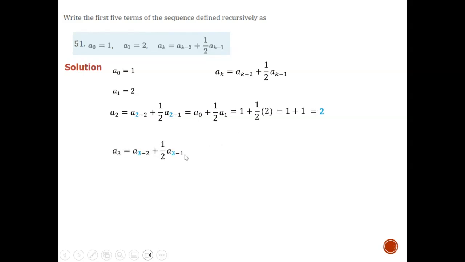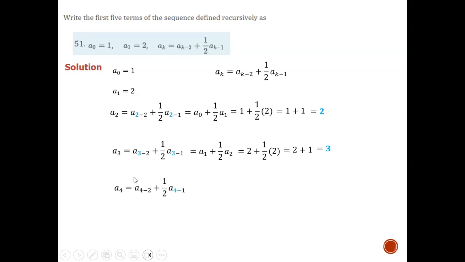Now let's find A3. Right? A3 is going to be A to the 3 minus 2 plus 1/2 A to the 3 minus 1. So it's going to give us A1 plus 1/2 A2. A1 is 2 and A2 is 2. So it's going to give us 3.